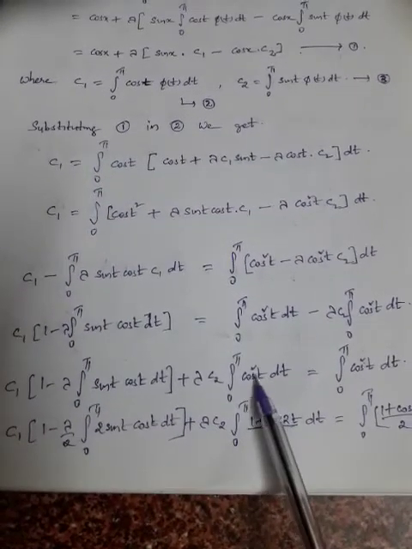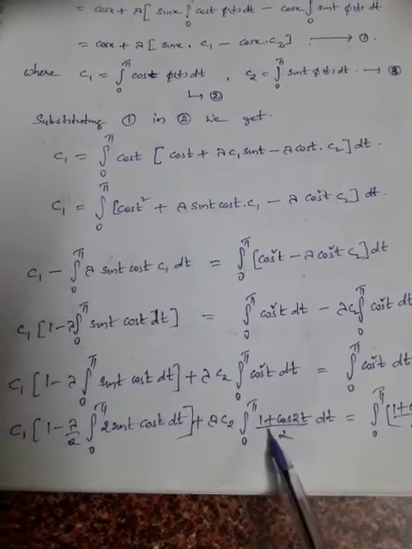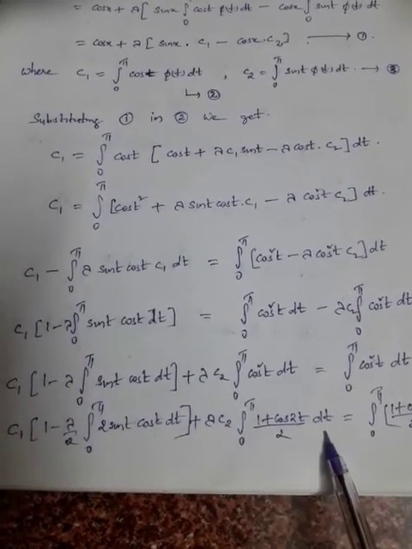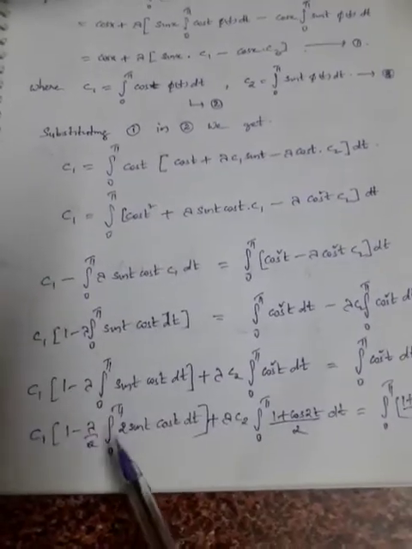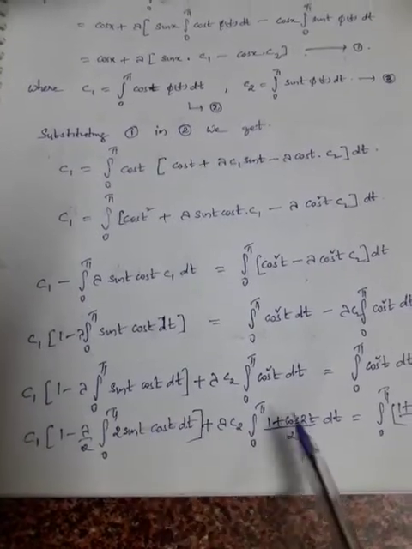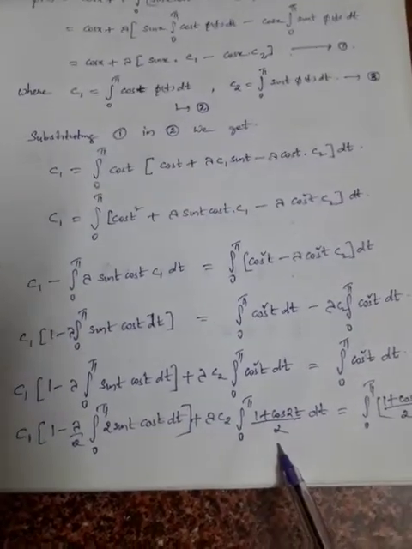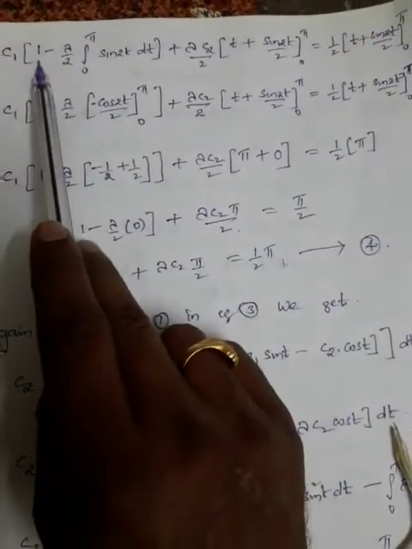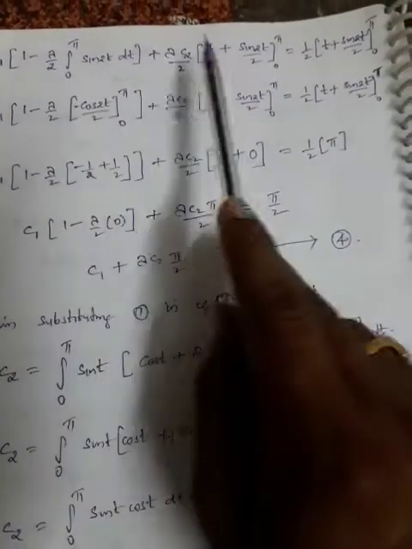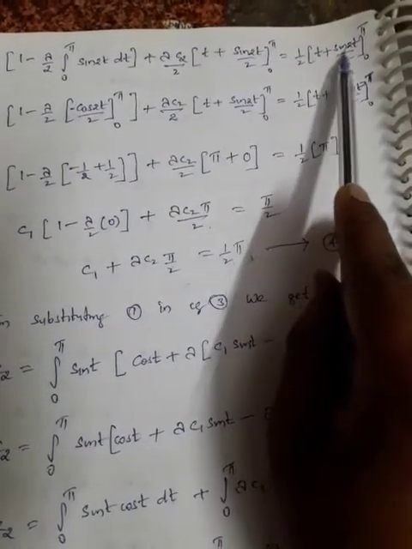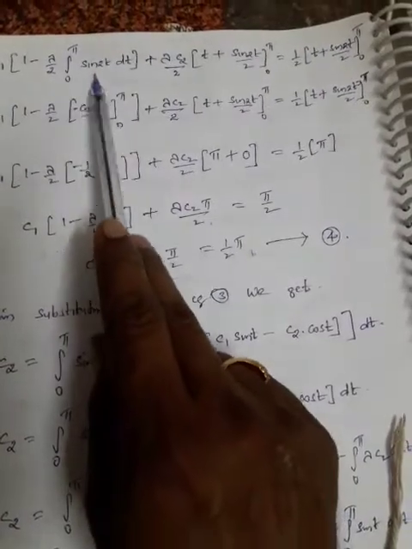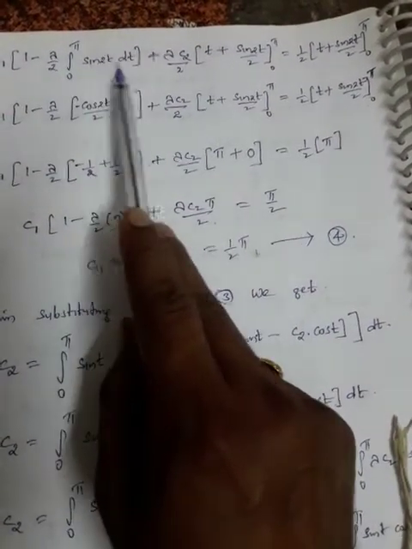And here also, with the help of the formula, cos square t equals 1 plus cos 2t by 2, dt. So one term becomes sin 2t, and the other is 1 plus cos 2t by 2, which we are going to integrate. After integration, you will have c1 into 1 minus lambda by 2 times the integral of sin 2t, and the other is t plus sin 2t by 2 from 0 to pi, and this is also the same, t plus sin 2t by 2 from 0 to pi. Then the integral of sin 2t is minus cos 2t by 2.